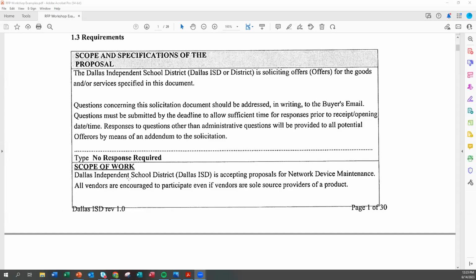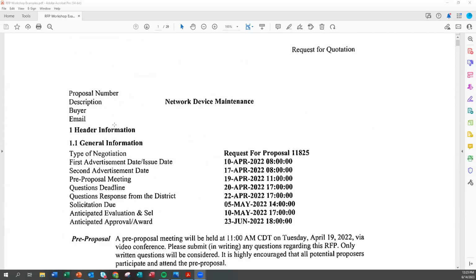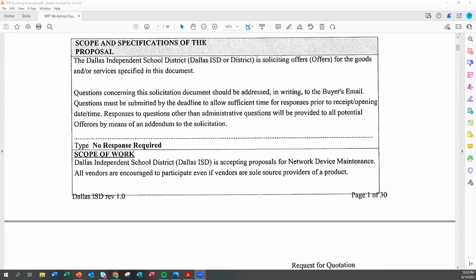Let's go back to the one that we were looking at. So this particular one is for network device maintenance. And we've already talked about the Q&A, the deadline. And can anyone remember which area of the RFP I said was the most important? If you can remember it, put that in the chat box, please. Thank you guys so much.